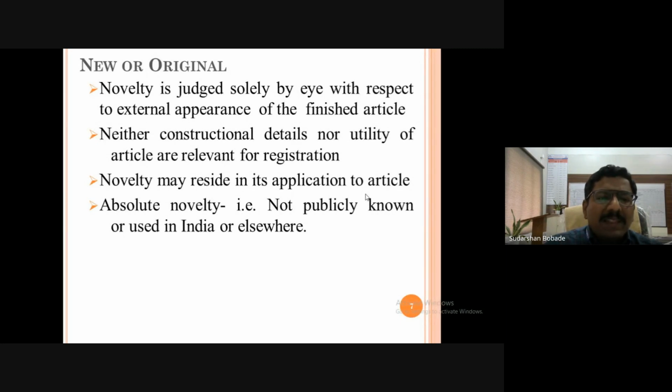Next one, neither constructional details nor utility of the article are relevant for the registration. That means there is no need to go for drafting or writing something which is related to that particular object. Say suppose I am talking about the ceiling fan, and for the ceiling fan blades I have designed something in terms of the artistic view.